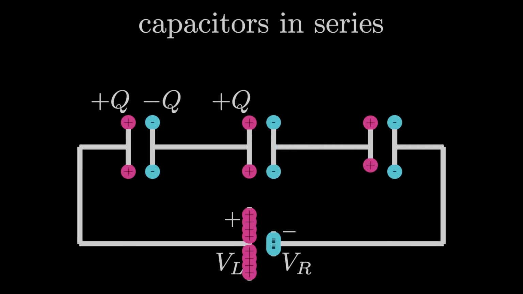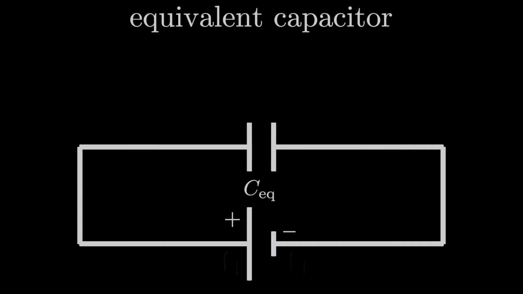Again, each capacitor technically has a zero net charge, but when we say the charge on a capacitor, we're talking about just the charge on a single plate of the capacitor. Then it only makes sense that the equivalent capacitor has the same charge on each plate, since it has to behave the same way as the collection of capacitors in series.